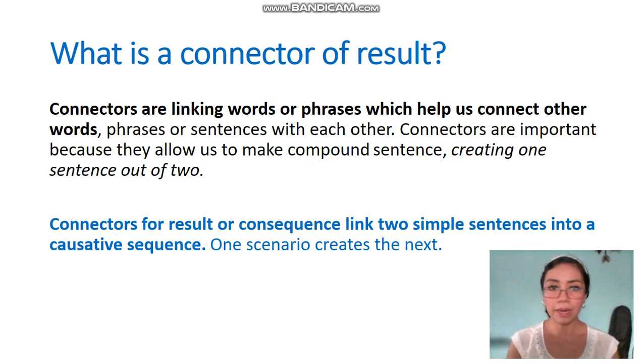The connectors of result particularly link two sentences in a causative sequence. What's a causative sequence? That means it expresses the result of an action. One scenario creates the next. This is kind of like the conditional, but with a different structure, okay? So if you think that a conditional is not really what you need in your text, you can use a connector in order to create that cause and effect relationship. Okay, so let's give it a look then at the connectors of result.